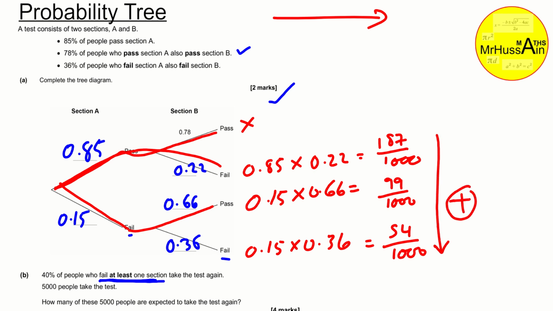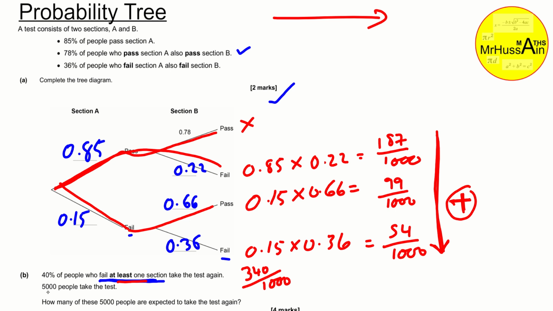So if we add all of that up, 187 plus 99 plus 54, we find the probability of failing at least one section is 340 out of 1,000. When we go up and down, we add those probabilities, and that's what I've done. So the probability of failing at least one section is 340 out of 1,000.